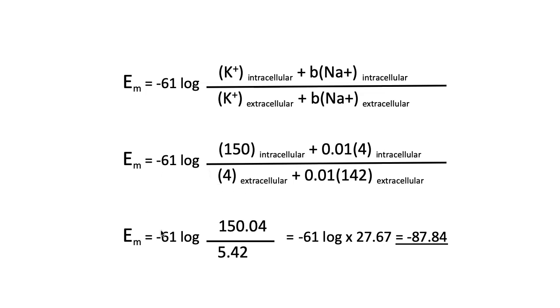So let's do minus 61 times the log of essentially 150 over 5.4. What does that come out to be? About minus 87, so pretty close to minus 90 millivolts. Okay, so this gives you an answer in millivolts. So at normal physiologic concentrations of potassium, you can see that an excitable cell would have a resting membrane potential right around negative 90 millivolts.